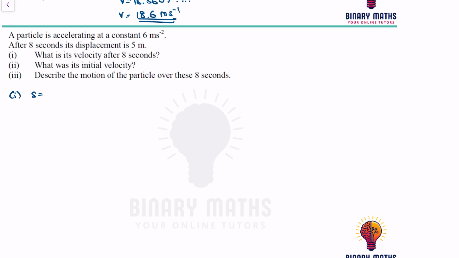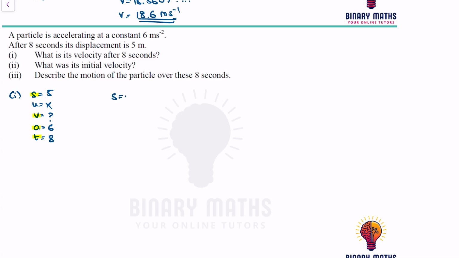So again, we're going to set up SUVAT. We know the displacement is 5. We do not know the initial speed. We're trying to find the final speed. We know acceleration is 6, and we know the time is 8. So we're not using U, and we're trying to find V, so SVAT.